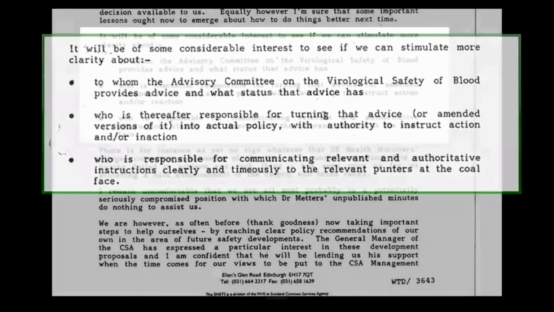And then if we go over the page, actually, no, I'm sorry. Could we just continue with where I left off in that previous section? It's probably easier to look at the whole letter.